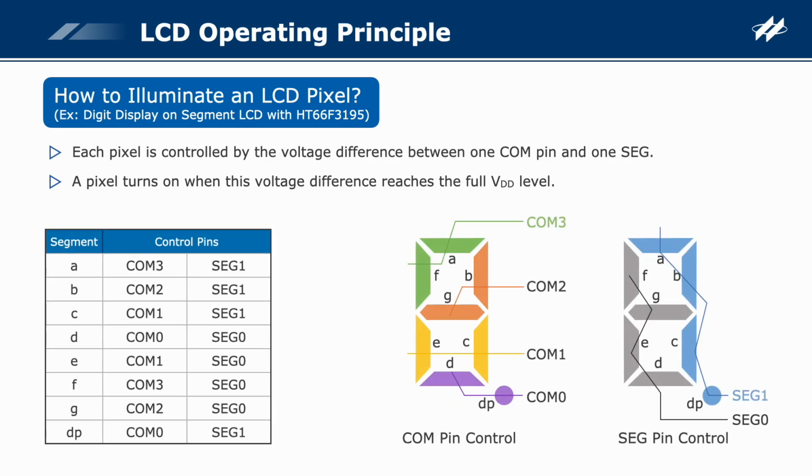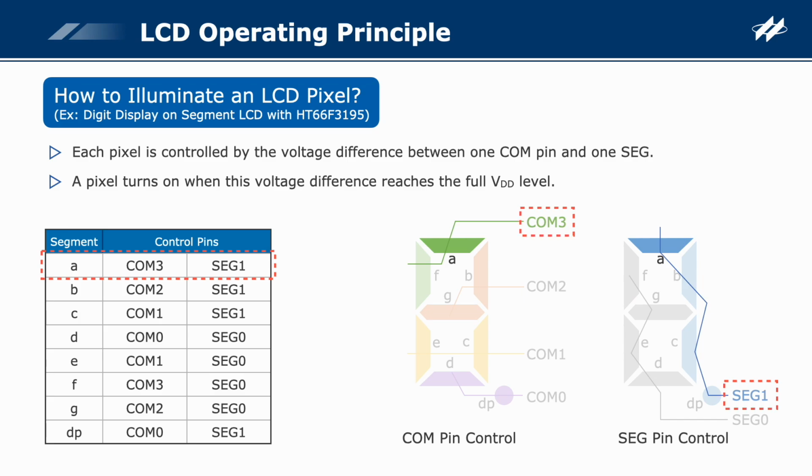Let's take a practical example. Suppose we have the following pin configuration to control the segments of a digital display. For instance, to illuminate segment A, the voltage difference between COM3 and SEG1 must reach VDD.